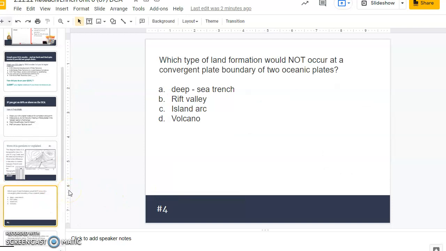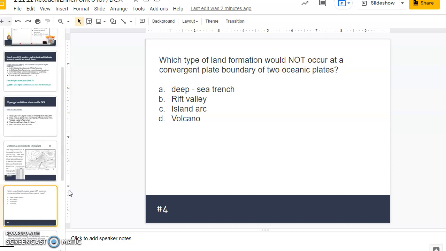The next question that was missed was, what type of land formation would not occur at the convergent plate boundary of 2 oceanic plates? Would that be a deep sea trench? Would that be a rift valley? Would that be arc islands? Or would that be volcanoes?